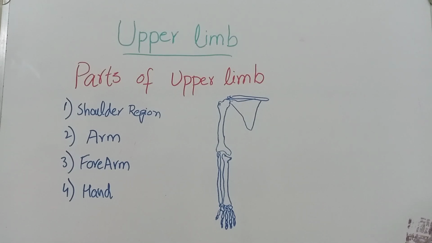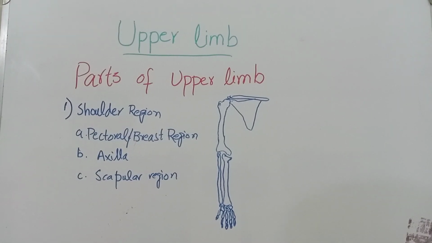The shoulder region is further divided into three parts: number one, the pectoral region or the breast region on the front of the chest, then the axilla or the armpit region. Third one is the scapular region on the back, comprising parts around the scapula.